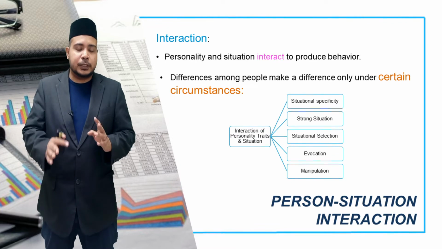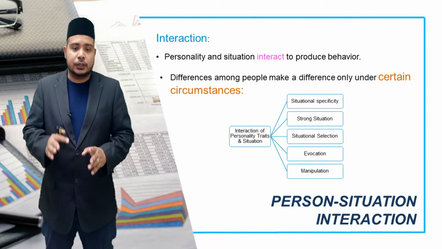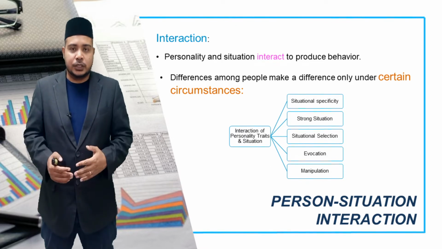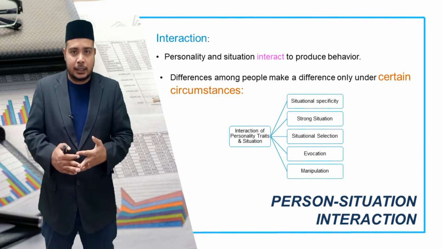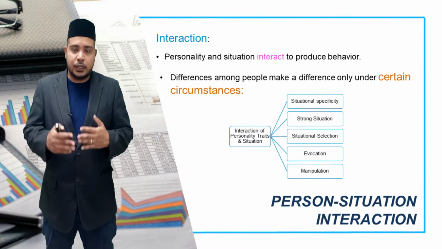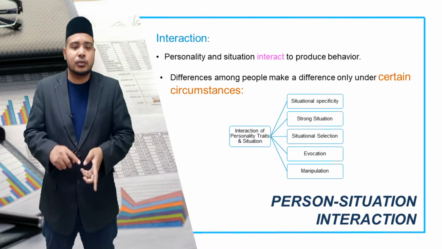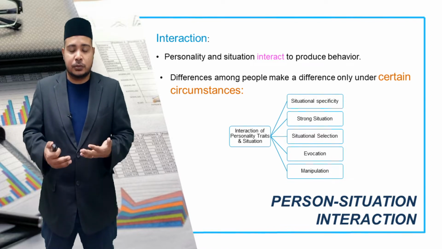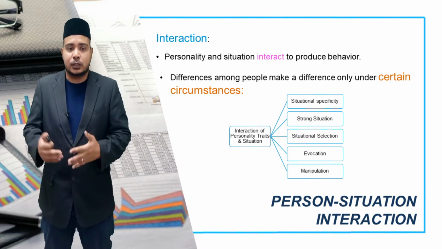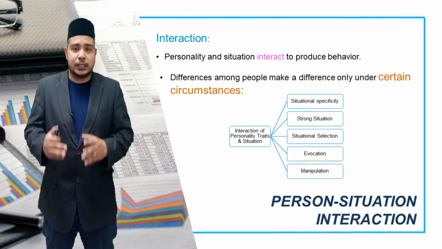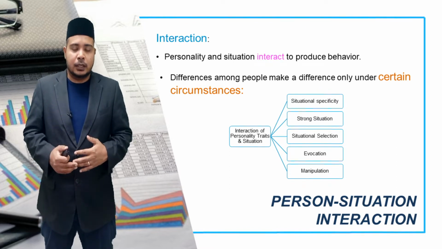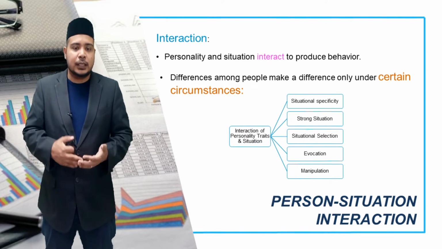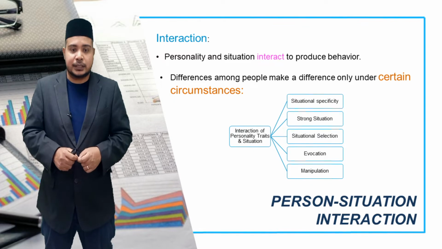So the perspective of interaction, person-situation interaction, is that personality and situation actually interact to produce behavior. They are conditioned on our personality. They are also conditioned on our situation. Depending on someone's personality traits and depending on a certain situation, they will produce a certain behavior. So differences among people make a difference only under certain circumstances.